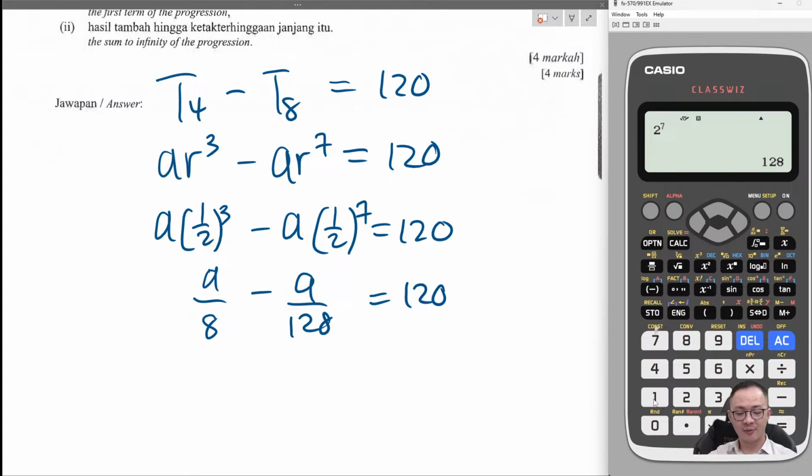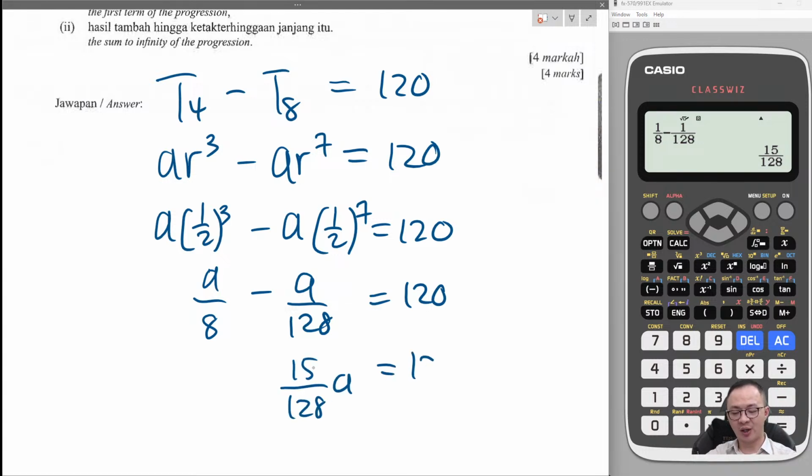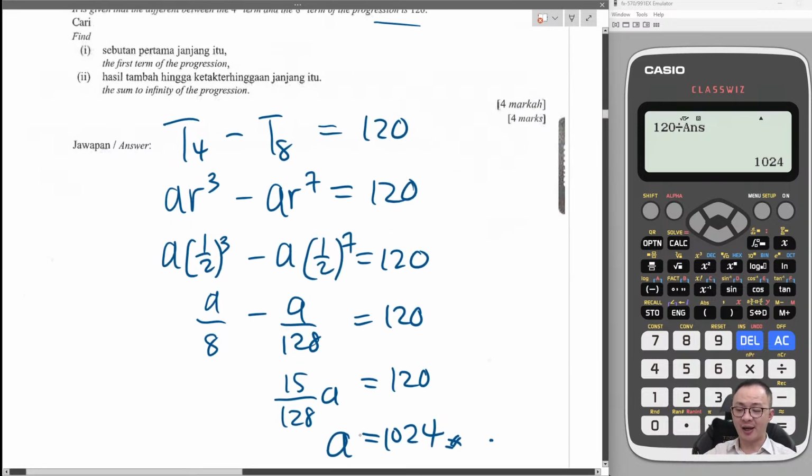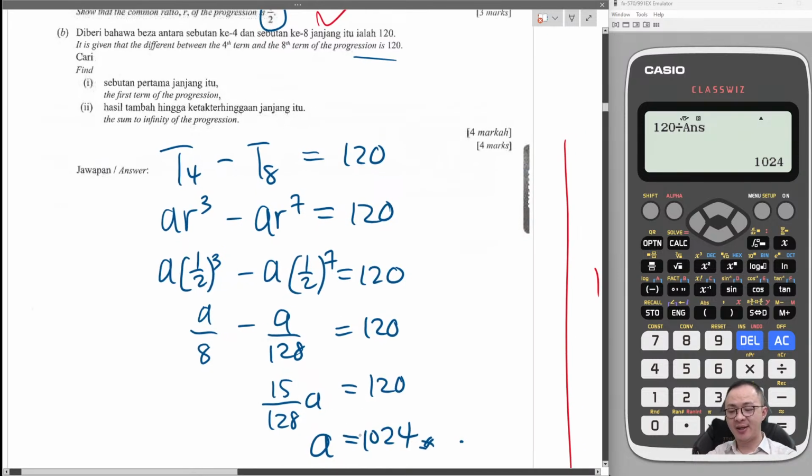So 1 over 8 minus 1 over 128. I got 15 over 128 A equals 120. So 120 divided by my answer, my A is 1024. Okay, done. A equals 1024. Then they ask us to find the sum to infinity.